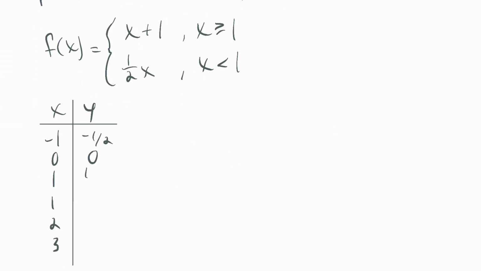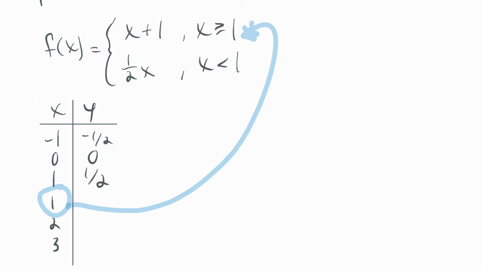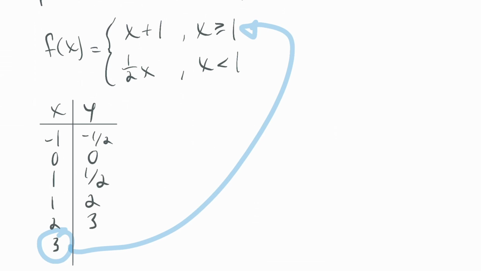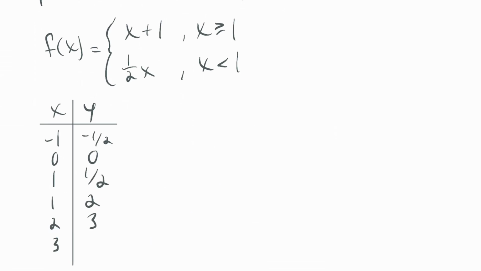Okay, so I'm going to use the bottom formula for all 3 of these, even though for this one we should really be using the top formula, but you'll see what I mean. So now for the rest, I'll use the top formula, because now these are all at least 1. So if I plug in 1, use the top formula, 1 plus 1 is 2. If I plug in 2, 2 is greater than 1, use the top formula, 2 plus 1 is 3. And then if I plug in 3, 3 is greater than 1, use this formula, 3 plus 1 is 4.